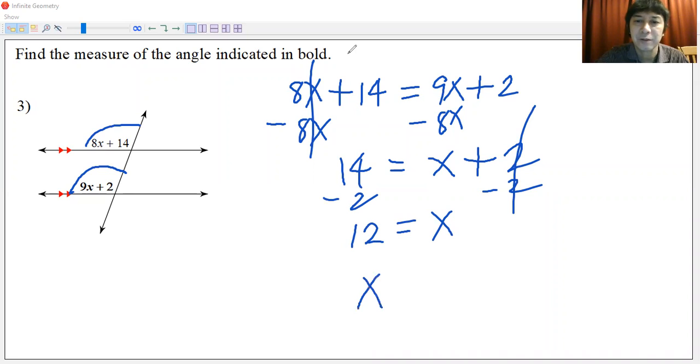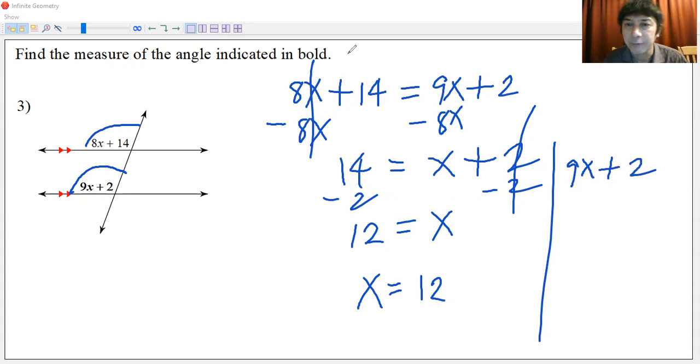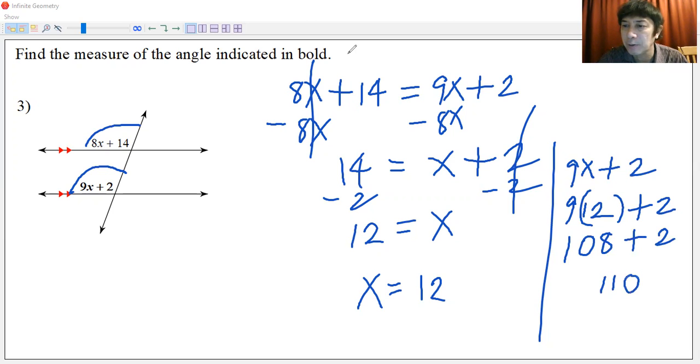Okay, so x is equal to 12. Now, again, we're not after the x here. We will only use the x for finding the value of the angle indicated in bold letters. All right, and the bold letters here is actually the 9x plus 2. Here, this expression will give us the measure of that particular angle. So we have 9 times 12 plus 2, and that gives us 108 plus 2, giving us 110. So our answer must be 110 degrees.